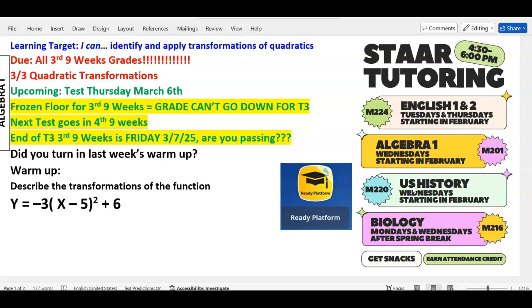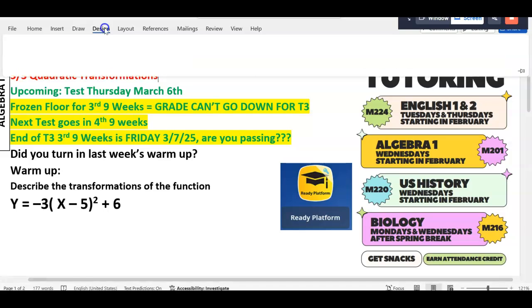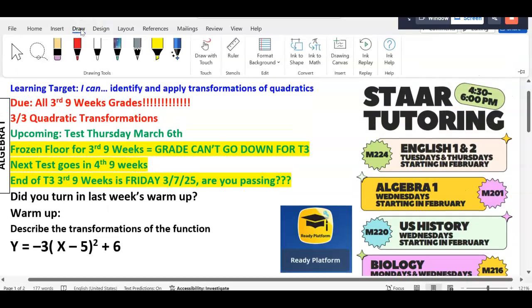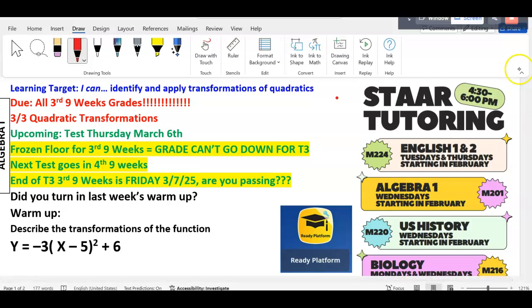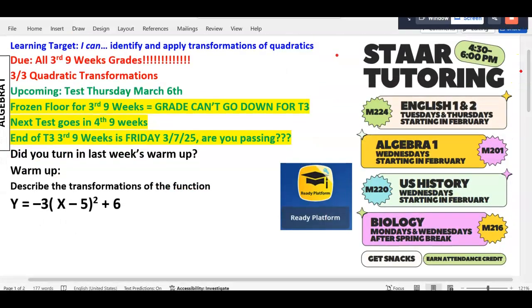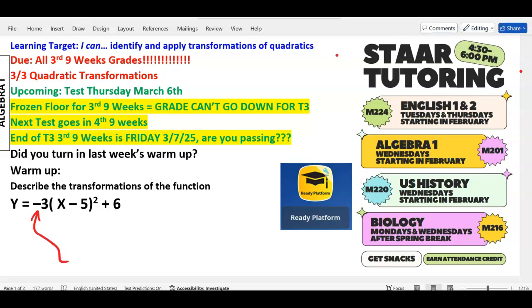Okie dokie, let's do this. Describe the transformation. Now, on Friday, we did notes. What does this minus sign in front of that 3 coefficient tell us about the transformation? Okay, so this negative sign right here, what does that do? Y'all remember?